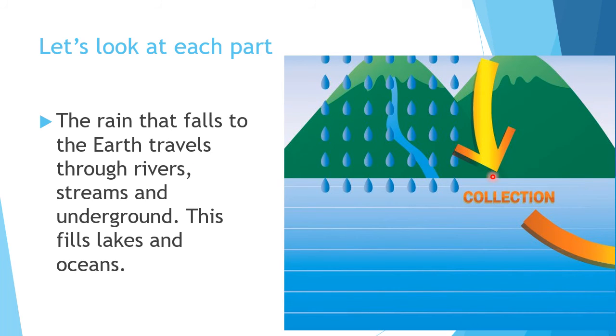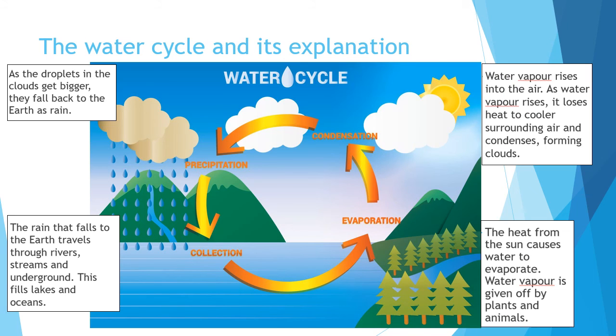And then collection. The rain that falls to the earth travels through rivers, streams, and underground. So when it comes down, it can go to the river or go underground, or it just stays on maybe a leaf or some plants, but it keeps going down. So this fills lakes and oceans. The river here, as you can see, the water goes to the river and eventually goes to the ocean. And the cycle repeats itself.